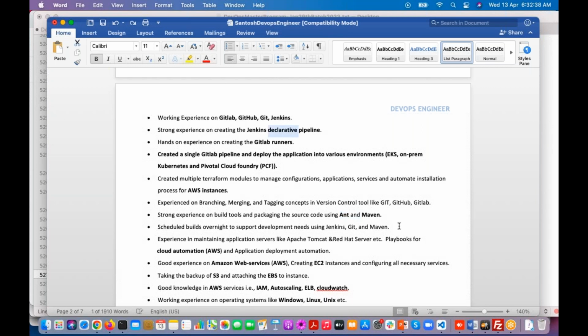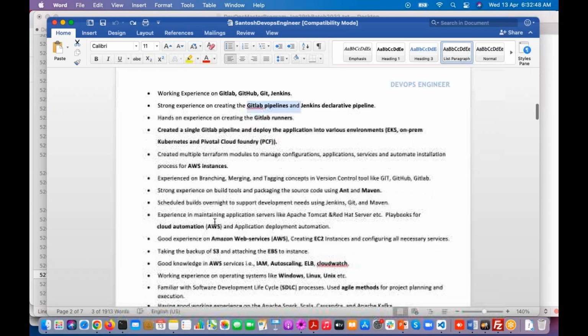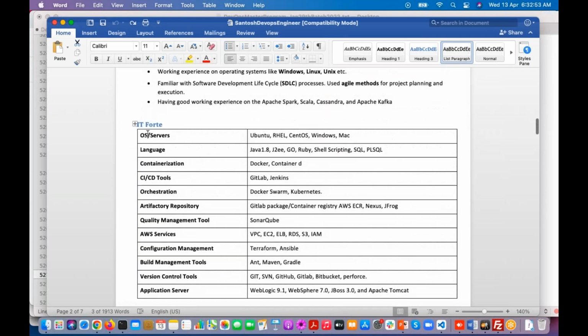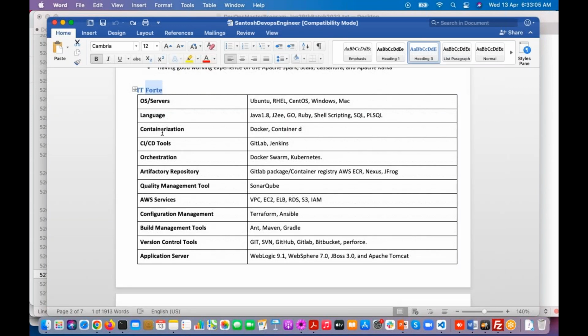So like this, just go through those sample resumes. You can prepare your own resume in your own format, right? And also, if you see here, you can mention IT tools or a technical summary. Under that, specify the tools. What are the tools you know? You can keep them here.